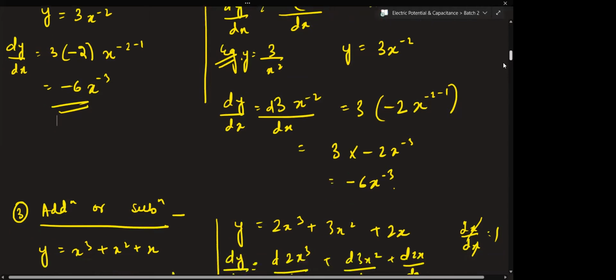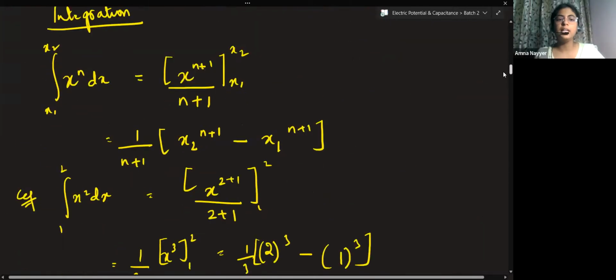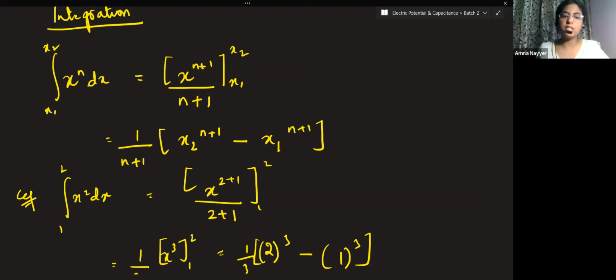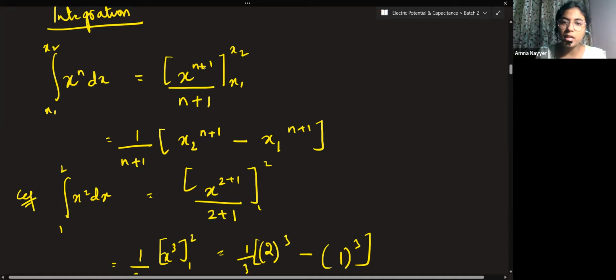Now see, in case of integration, what happens if this is your case, x to the power n dx. So you make the power n plus 1, instead of n minus 1 the way we were writing in differentiation. In case of integration, whatever is the power, add 1 to it. Now you will get n plus 1 something. Put it in the denominator.